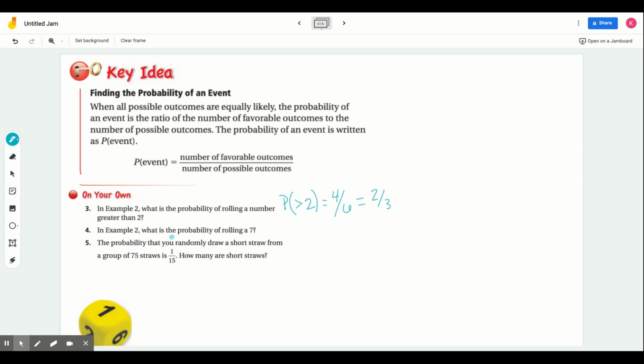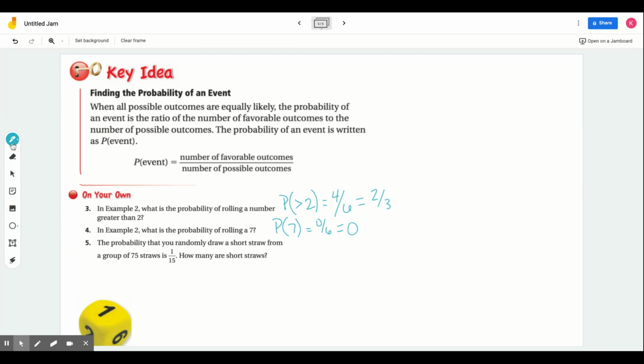Now, in example 2, what is the probability of rolling a 7? So the probability of a 7 is equal to what? Is there a 7 on this number cube? Since there is not, the probability would be 0 out of 6 or 0. It is impossible to roll a 7 using this die.